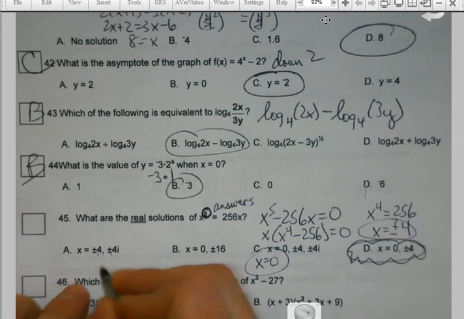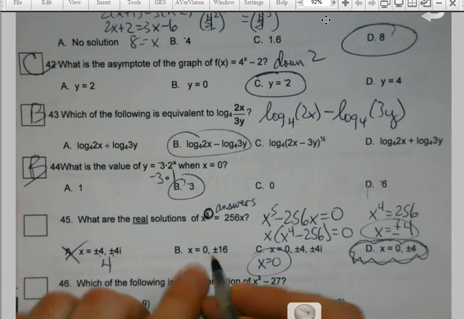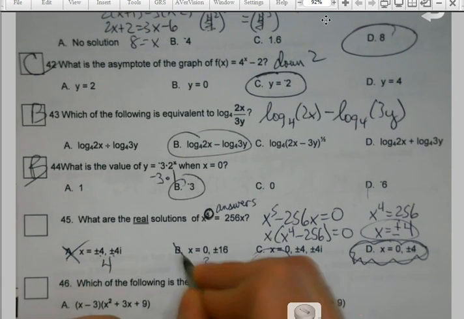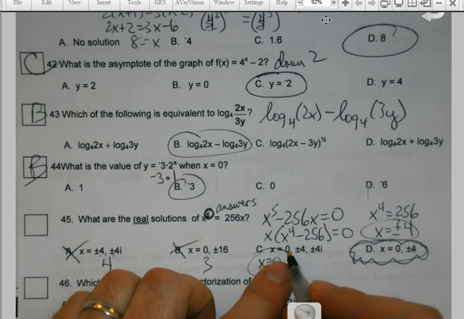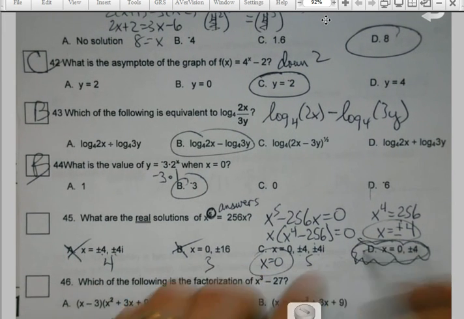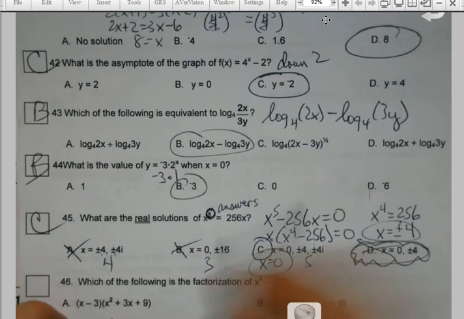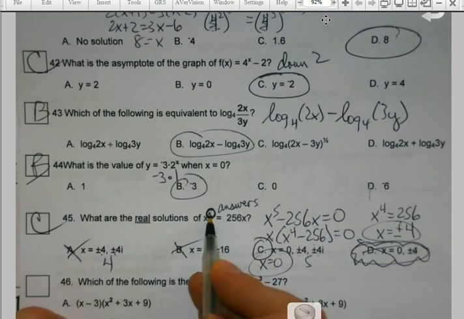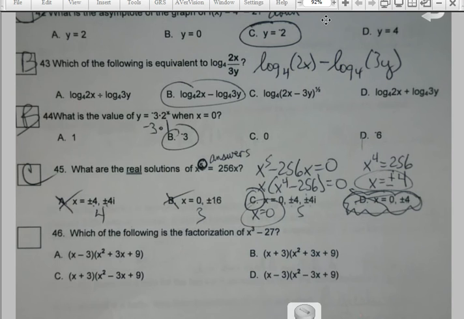How many answers are here? 4. That's not right. How many answers are here? 3. That's not right. How many answers are here? 1, 2, 3, 4, 5. Oh, 5. I think this is right. 1, 2, 3. No, that's not right. Just look at this. Biggest exponent tells you how many answers. Don't make life difficult like I just made for myself.